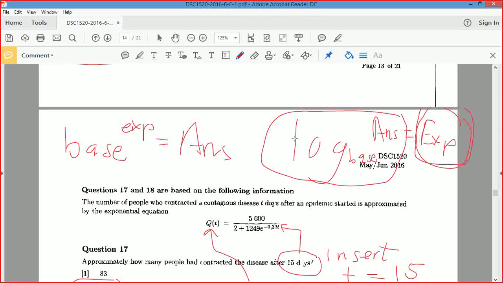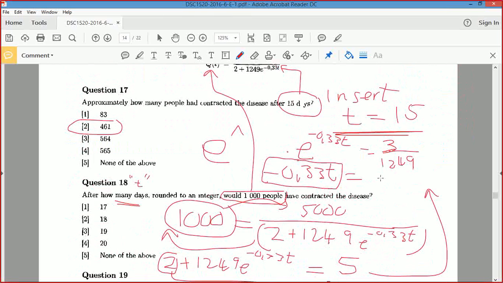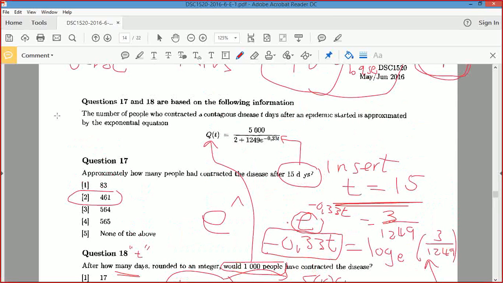Okay, the exponent is going to equal log base of the answer. So what is my base? My base is e. So it'll be log base e of the answer, which is that 3 over 1249. Something else to remember: log base e is ln. Remember on your calculator you have to press shift and the ln button. You saw that button on your calculator, ln? It means ln. Ln is just log base e.